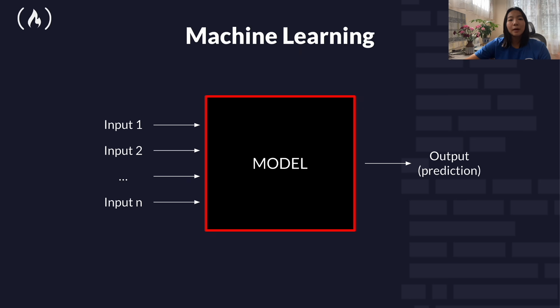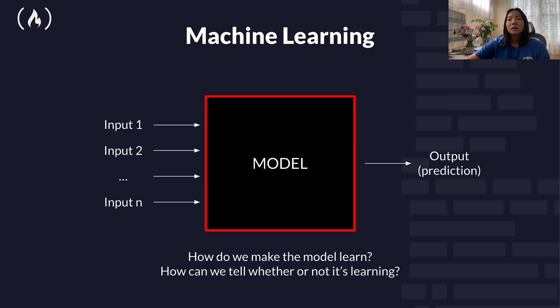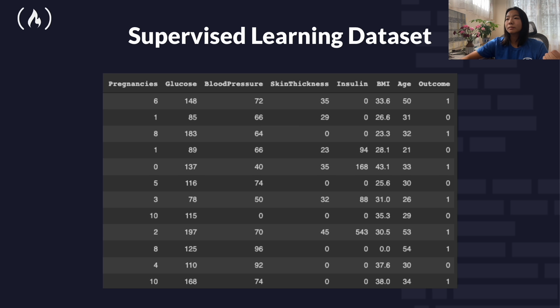Now let's talk about the model itself. How do we make this model learn? Or how can we tell whether or not it's even learning? So before we talk about the models, let's talk about how we can actually evaluate these models, or how we can tell whether something is a good model or a bad model. So let's take a look at this data set.